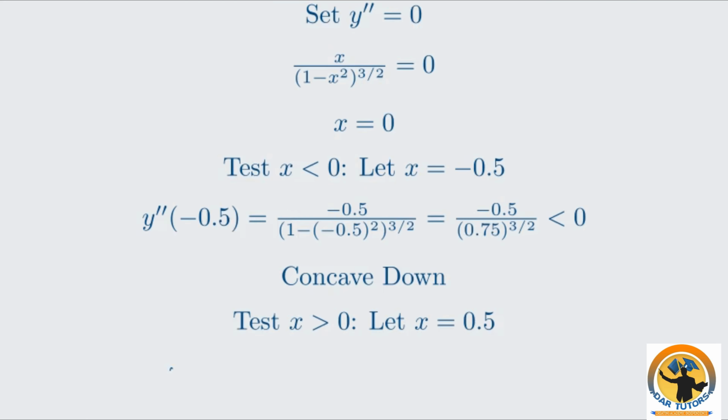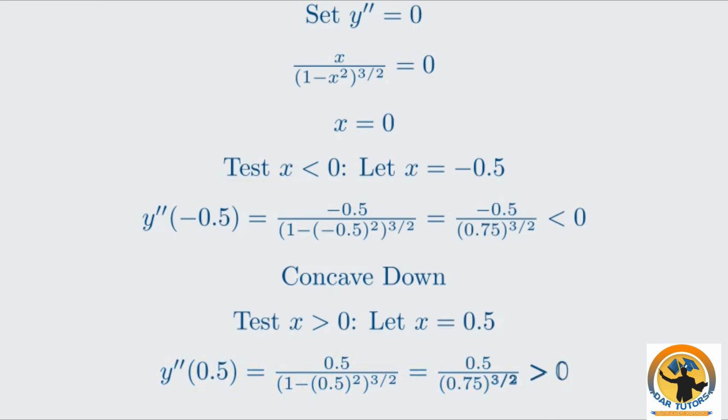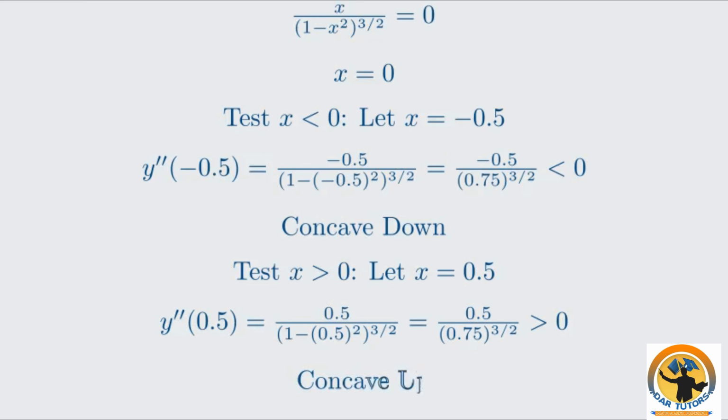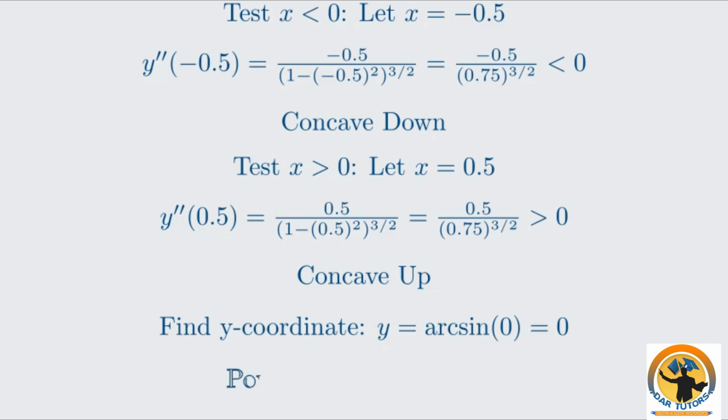Now let's test a value slightly greater than 0, say x equals 0.5. y double prime is positive 0.5 over a positive number, which is positive. This means the function is concave up for x greater than 0. Since the concavity changes from concave down to concave up at x equals 0, we have a point of inflection there. To find the full coordinates, we substitute x equals 0 back into the original function y equals arcsin of 0, which is 0. Therefore, the point of inflection is at the origin, (0, 0).